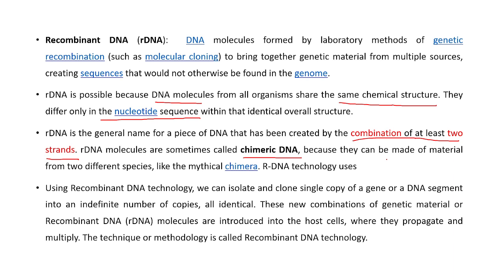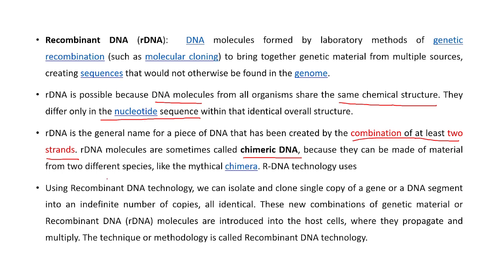So it is useful for making materials from two different species, giving it a magical type of sequence, or the chimeric type of sequence. So you're changing it. Okay, so it is the general name for a piece of DNA which you create by the combination of at least two DNA strands.